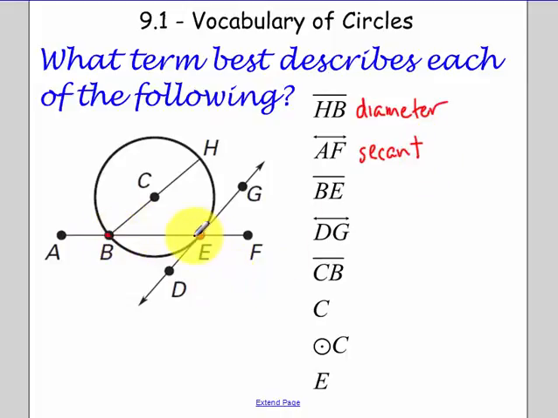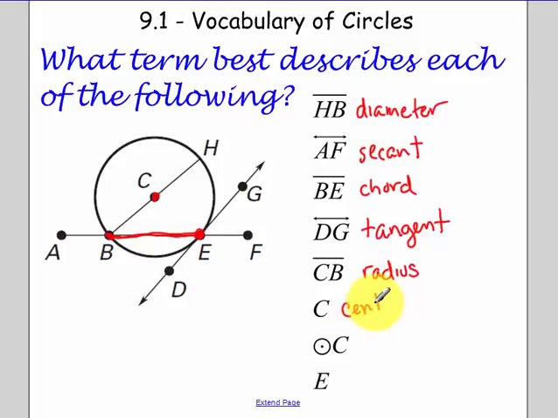Segment BE just goes through the circle but doesn't extend technically outside because I'm just talking about segment BE, so that is what we call a chord. Line DG hits at 1 point, so that is called a tangent. CB goes from the center to a point on the circle, so that's a radius. Point C is the center of our circle. This symbol means circle C. And E is a point where our tangent hits, so that's a point of tangency.